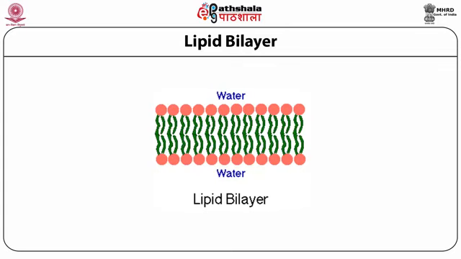Not all lipids can form bilayers. It is found that the cross-sectional areas of the tail and the head have to be nearly equal to facilitate bilayer formation. It so happens that this is so for glycerophospholipids and sphingolipids.